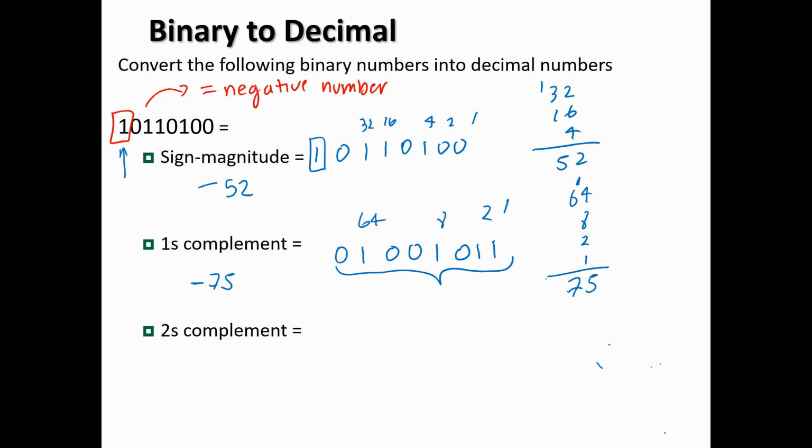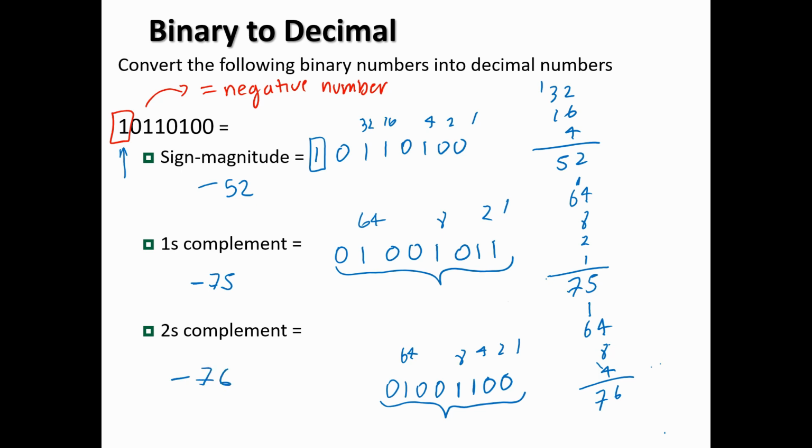So what about the next one? In the next one, we need to do the reverse shortcut method. So starting from the right, copy all of the 0, 0, and then the first one, and then we complement 1, 0, 0, 1, 0. And then we convert that. So we have a 1, 2, 4, 8, 16, 32, 64. If we add those, 64, 8 plus 4, that's 16, and then a 7. And so we have a negative 76.